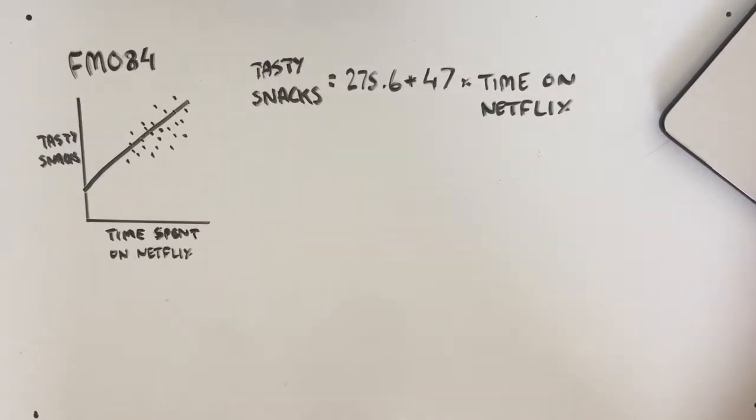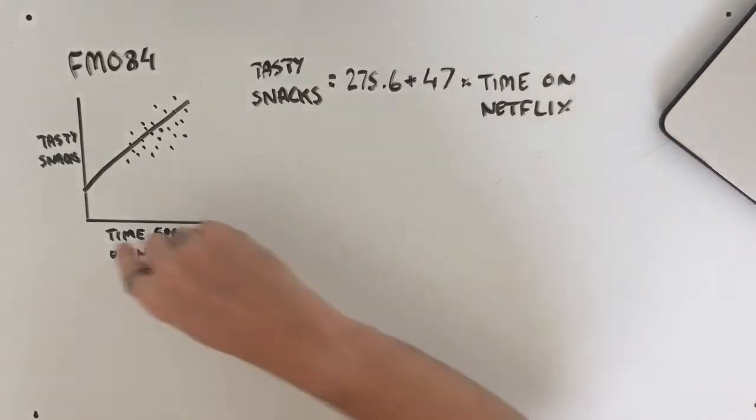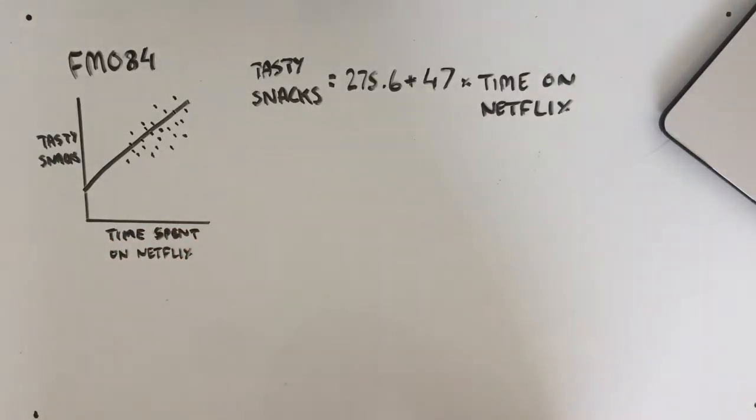In the scatter plot below, average weekly time on Netflix in hours is plotted, so that would be this part here, against the average amount of tasty snacks consumed in a week in grams. That's this part here. For 17 different towns. A least squares regression line is fitted to the data. So that's similar to what your graph will look like. Obviously not exactly, but you get the idea.